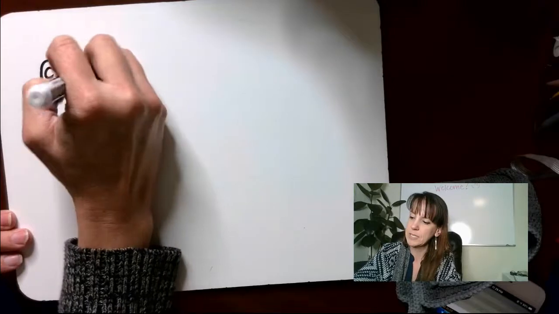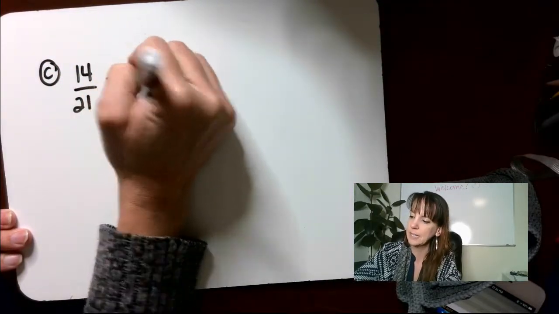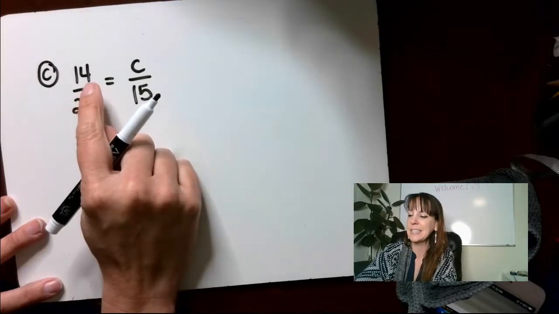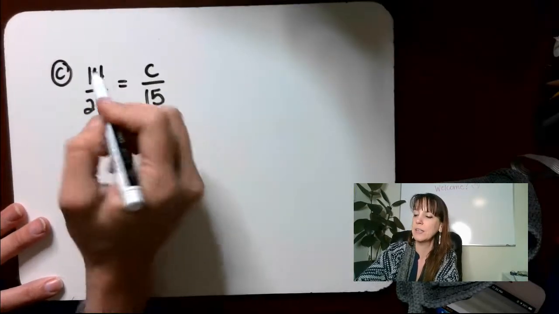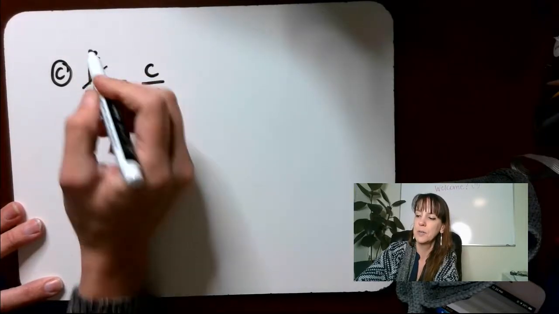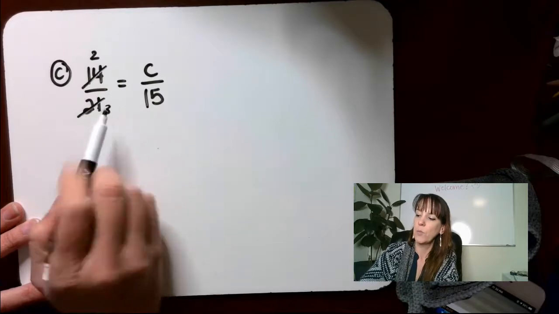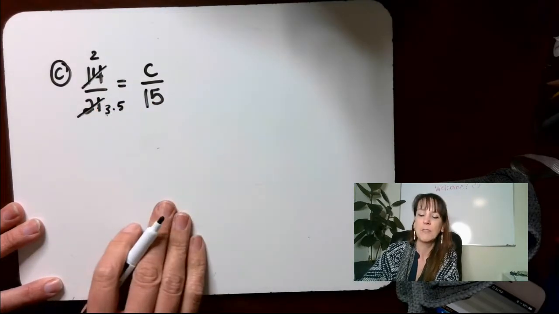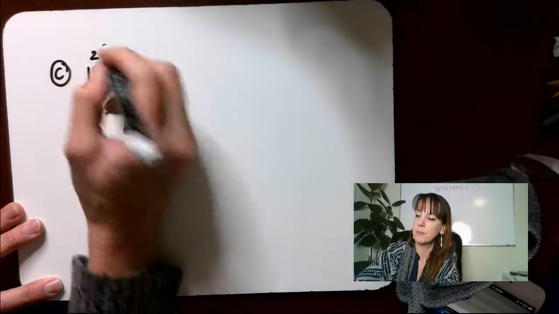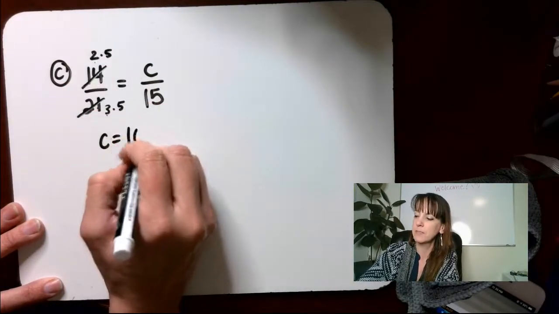For C, 14 over 21 equals C over 15. All right, so looking at this, I can see that 14 and 21, those both have 7 in common. So if I divide by 7, I get 2. Divide by 7 again down here, and I get 3. So what do I need to multiply 3 by to get 15? Times that by 5. If I do it on the bottom, let's do it on top. If I do that, C equals 2 times 5, which gives me 10.